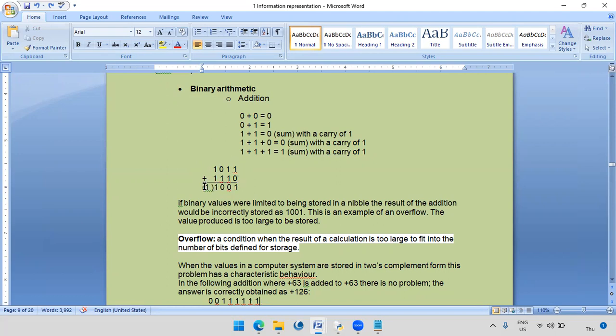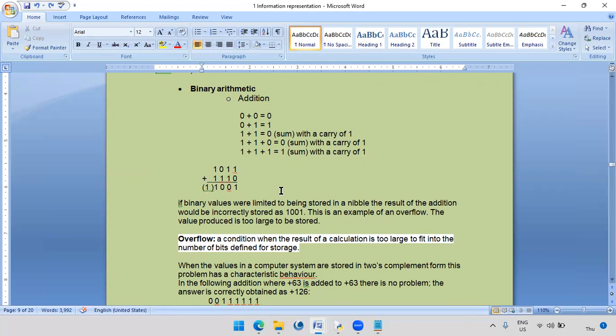Then what happens to this? This is called the overflow error. If binary values were limited to being stored in a nibble, 4 bits is a nibble, the result of the addition would be incorrectly stored as 1001. Because this is lost, no? Lost. There's no place to keep it.